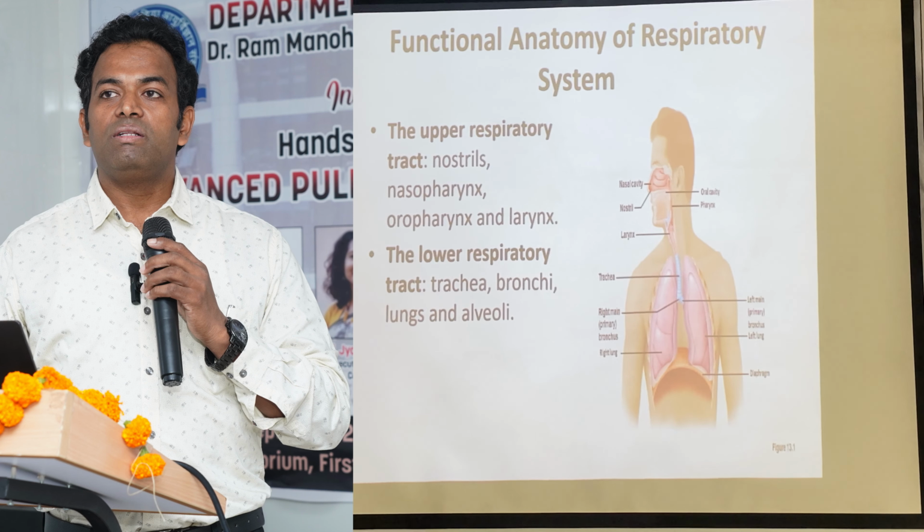So before going to the pulmonary function test, you must know about the functional anatomy of the respiratory system. The upper respiratory tract encloses the nostrils, nasopharynx, oropharynx, and the larynx. Whereas the lower respiratory tract includes the trachea, bronchi, lungs, and alveoli.